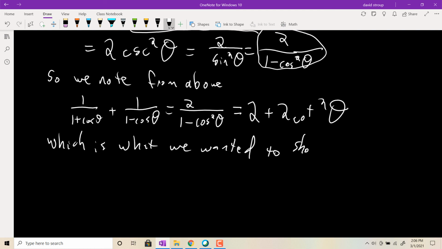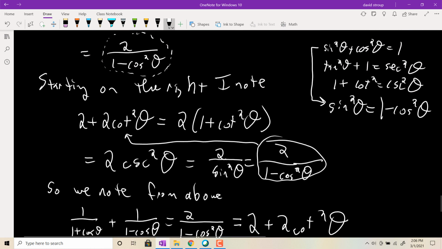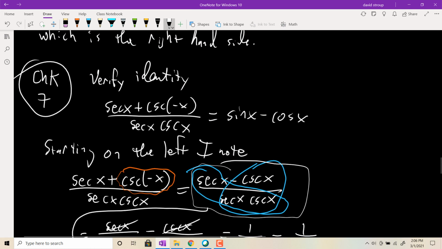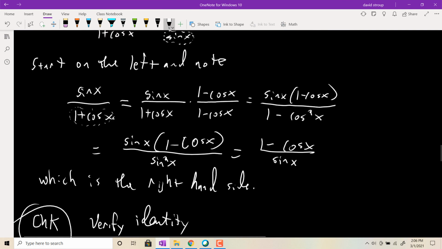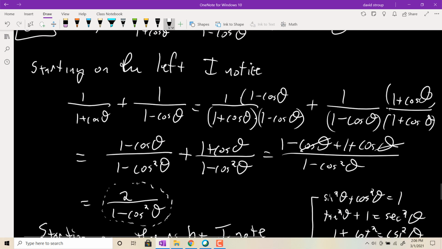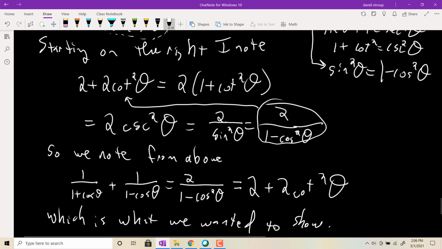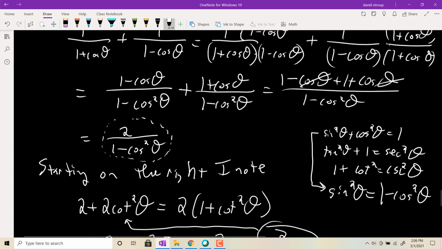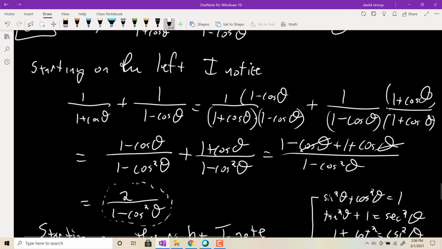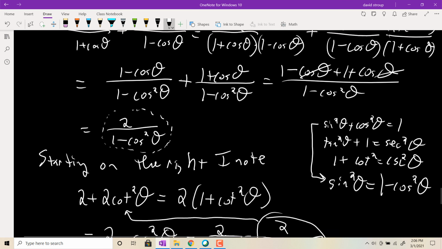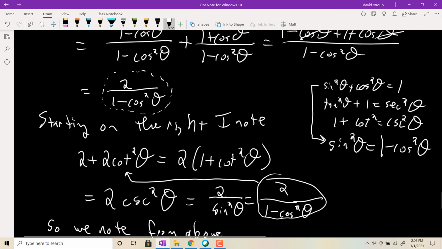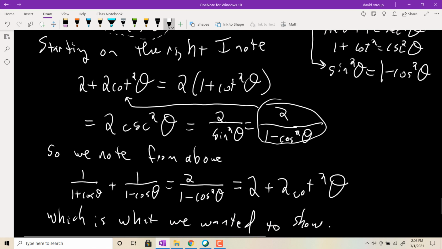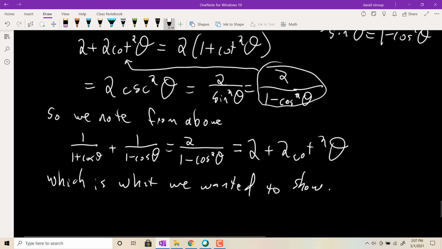Normally on a test, they're not going to be that hard, and you're just going to be able to go from the left to the right. But say on a homework, I did have one like this. How would you show it? This would be good enough. Start on the left, I notice that it's equal to this. Starting on the right, I find that it's equal to the same thing. I built my channel, therefore from above, the two sides are equal, and that's what I wanted to show.